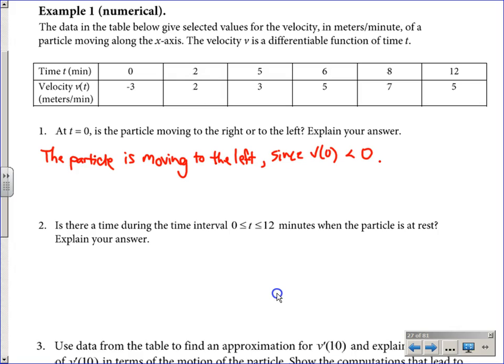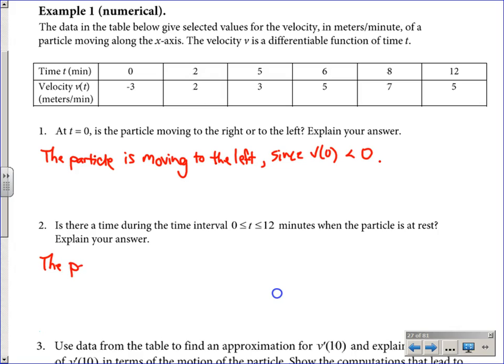Why are you right? There's a change in direction. If there's a change in direction, where must that change of direction occur? At a 0 of velocity. Why did they not ask me for the time? Because I don't know the time. But they asked me, is there a time? And the answer is yes.